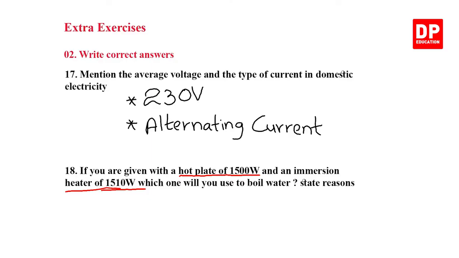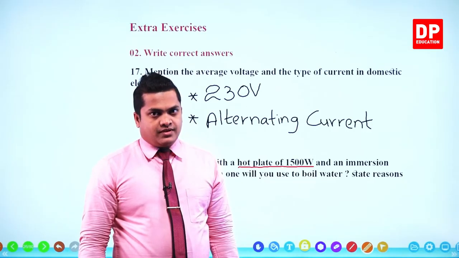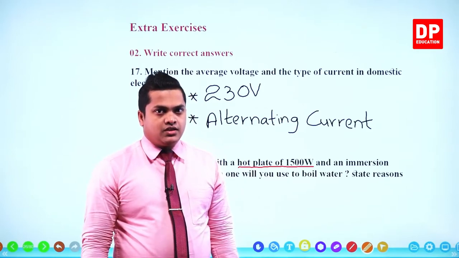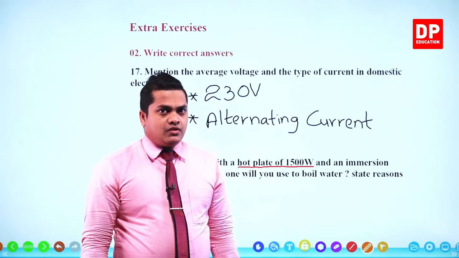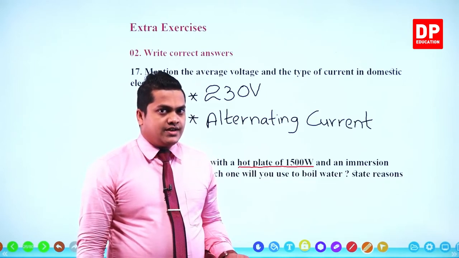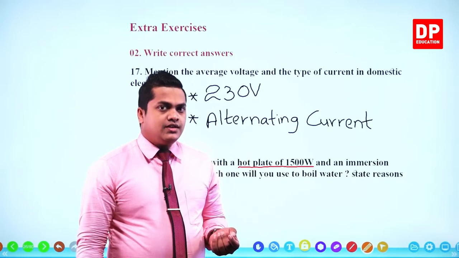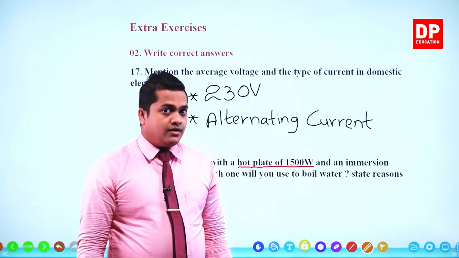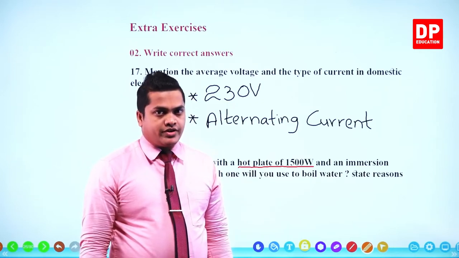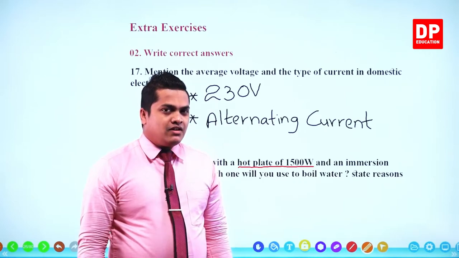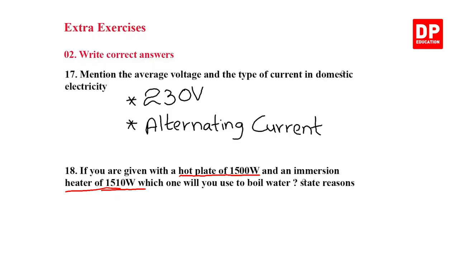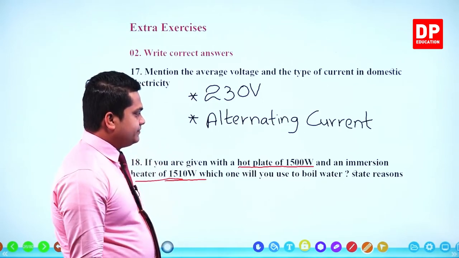Let's imagine that you guys are going to make a cup of tea. And instead of using an oven, a hearth, you are going to use one of these two. What is that? Either it is an immersion heater or else it's a hot plate in order to boil water. The power is given. 1500 is the power of the hot plate and 1510 is the immersion heater.